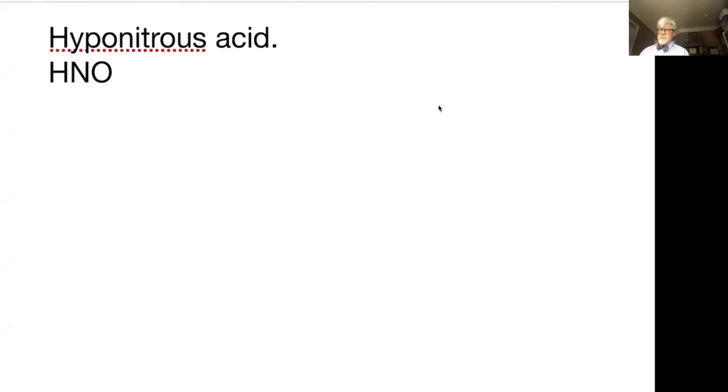This time, hyponitrous acid. Again, a name that I'm not going to hold you responsible for. So, hyponitrous acid. We in the honors course have talked about nitric acid, HNO3, and nitrous acid, HNO2. This is below that, so it's HNO. Hyponitrous acid. What I want to do here is to use it as a chance to review our method for creating dot diagrams. So we're going to do this by the steps.